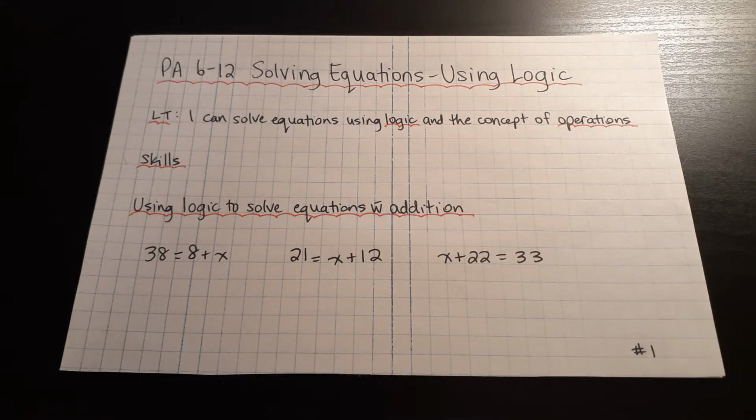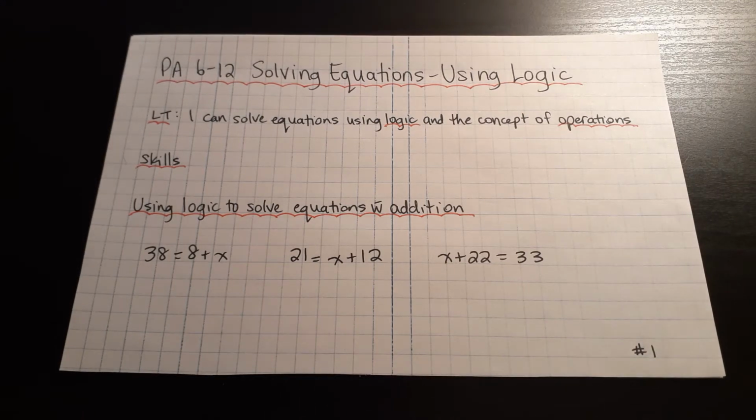There are some prior skills that you kind of need to know before we can do this stuff. And so the first thing is that you know that addition and subtraction undo each other, and that you know that multiplication and division undo each other as well. Those are basically the only two concepts that we need to know.